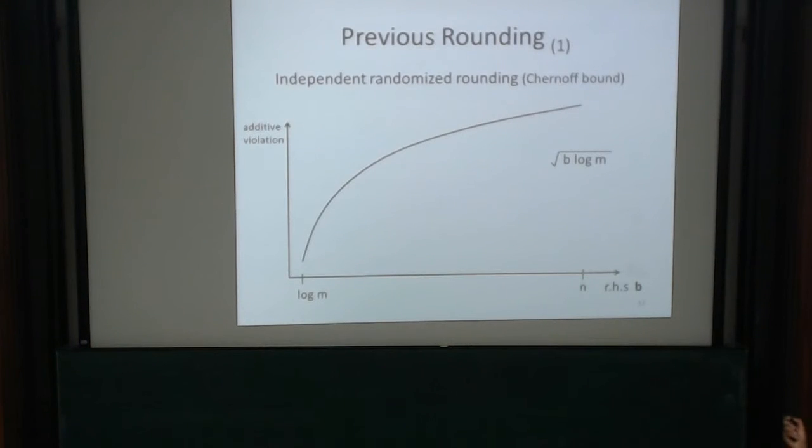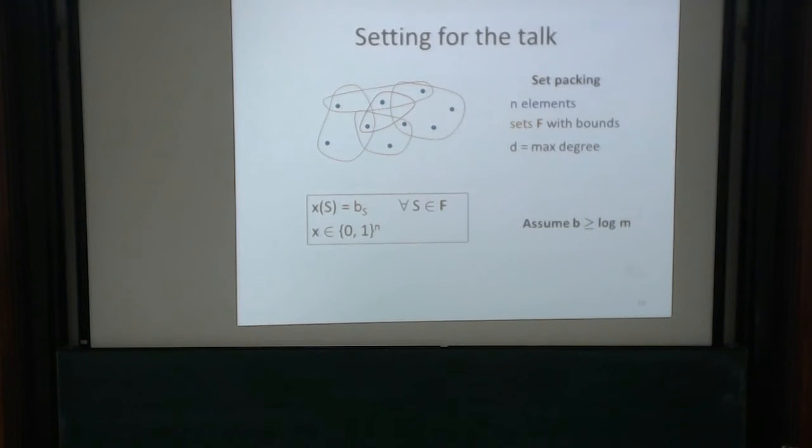What's known here? Yeah, equality. We'll get 2-sided error. So the additive violation will be plus or minus.